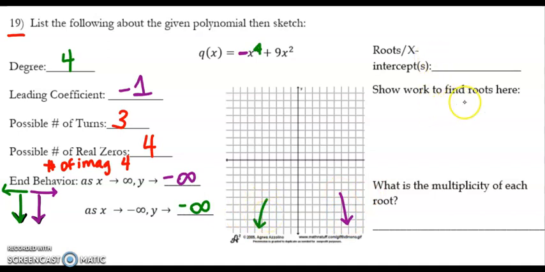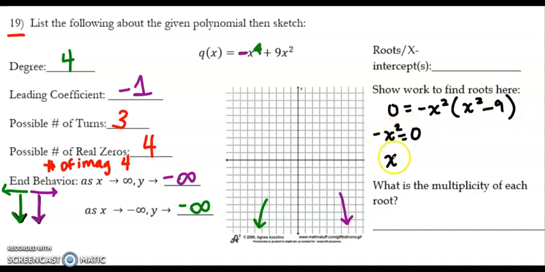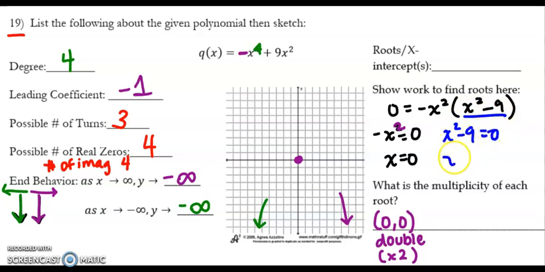My roots and x-intercepts, show work to find roots here. So I'm going to set everything equal to 0. I'm going to factor out my greatest common factor, which is a negative x squared. And I'm going to be left with x squared minus 9. Well, that means that negative x squared equals 0, so x equals 0, but that's going to be a double root. So 0, 0 is a double root, which has a multiplicity of 2. And then this one is going to give me x squared minus 9 equals 0, which means x equals plus or minus 3. Each of those is an individual root or a single multiplicity.